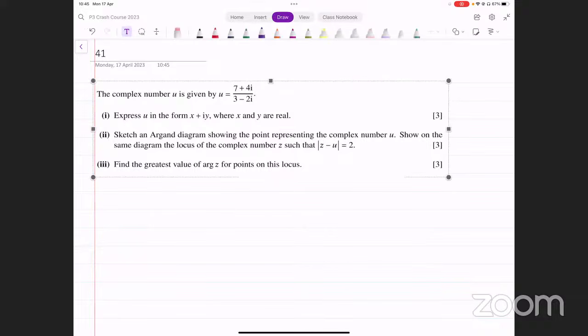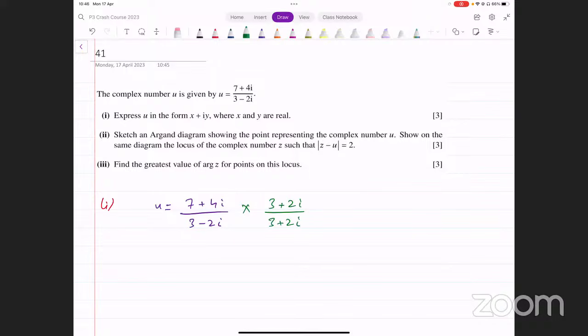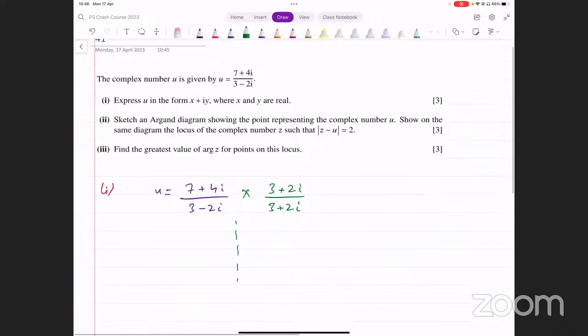Now, the first part is that you have the complex number u given, which is 7 plus 4 iota divided by 3 minus 2 iota. This is the complex number that you're given. You have to express u in this form, x plus y iota, where x and y are real. You can do this. We've done this multiple times. All you have to do is multiply and divide by the conjugate of the denominator. So we'll multiply this by 3 plus 2 iota and also divide by 3 plus 2 iota. Simplify this and you'll get the result. Let me see what this should turn out to be at the end.